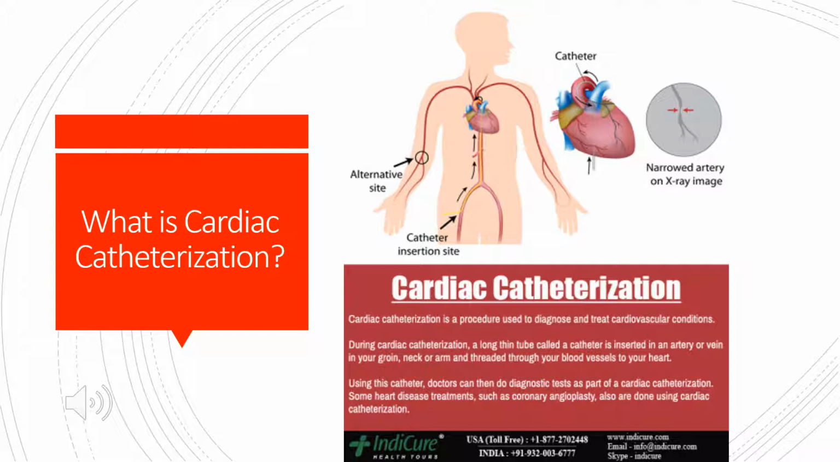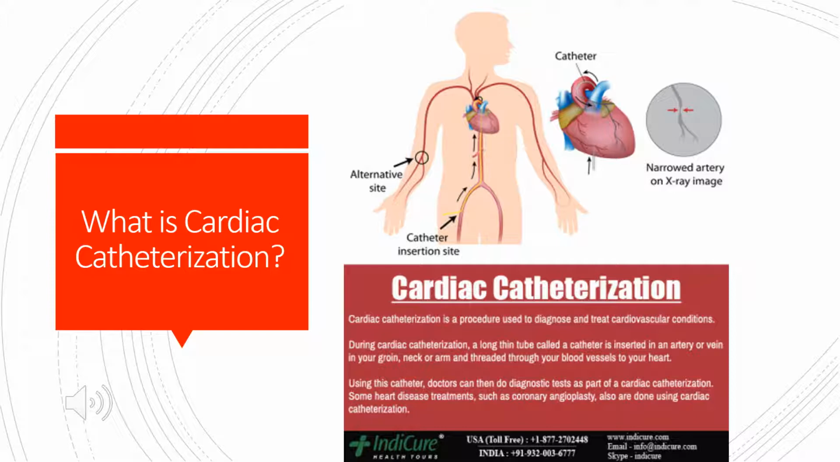In doing so, a long, thin tube, which is also called a catheter, is placed in the patient's artery or vein. Common locations are the groin, the arm, and the neck. In the arm, the cardiologist will utilize the radial artery. In the groin, the cardiologist will utilize the femoral artery.